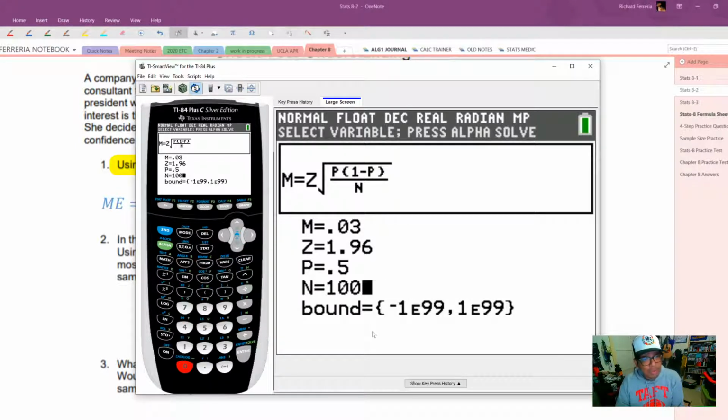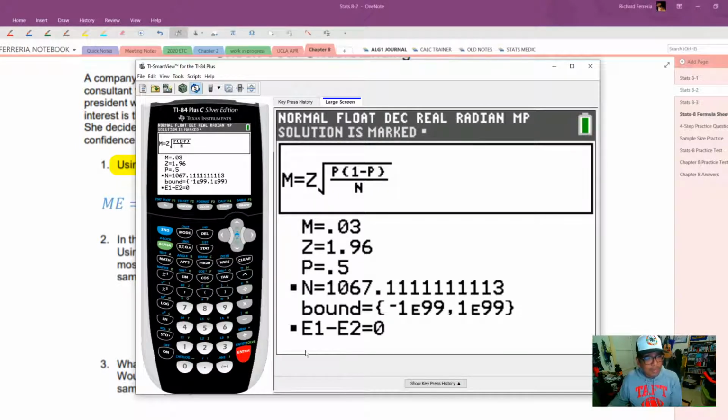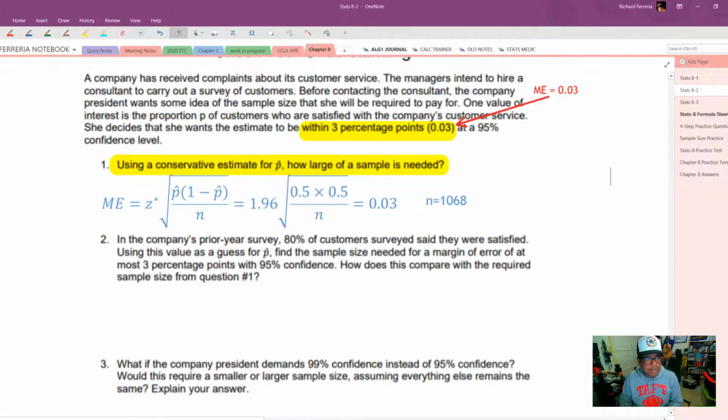I think you'll start to run into problems if your N is a negative value. But as long as you have something reasonable, 100 is a good place to start, for example. Then you're ready to go. The last step for using the solver is I'm going to push alpha and then enter. So alpha enter will give me the correct value, which is 1067.111. Now remember, we want to round that up, so the answer we want is 1068. And that completes that first part of the question.